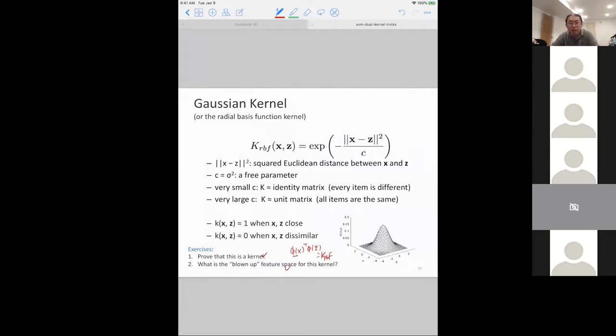Someone asked if Z is a parameter. No, Z is the input of this Gaussian kernel. Any kernel function is a function of two inputs, not one. So X and Z are both inputs of the kernel. You compute the difference between X and Z and take their squared norm over C. C is the parameter of this kernel function. Does it make sense? Any question regarding those examples?